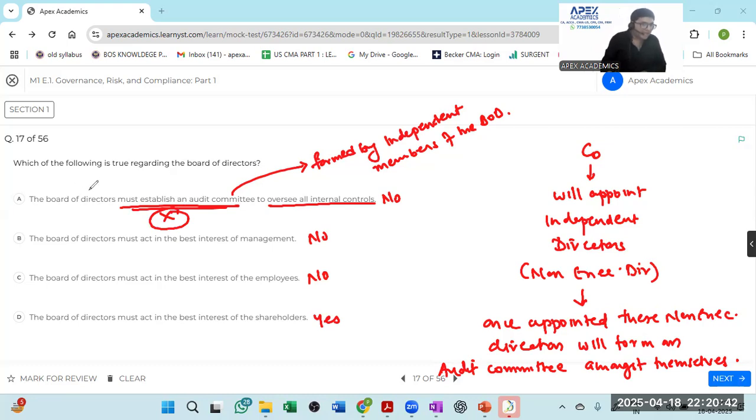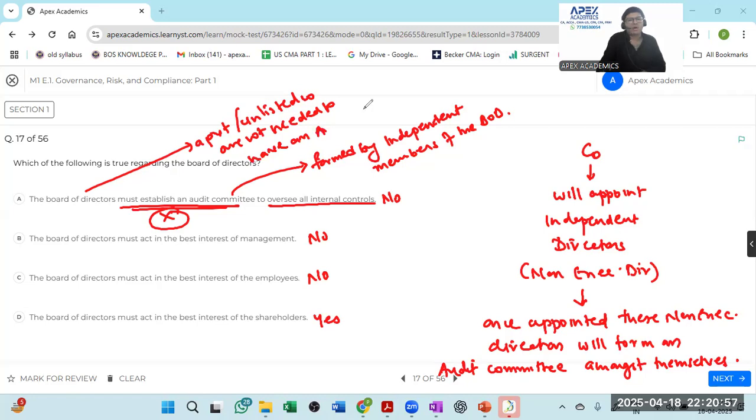Now, the board of directors of a private or an unlisted company are not needed to have an audit committee. Please take that much into consideration. Agreed or disagreed? Please tell me that. They are not required to have that. They are not needed to do the same. I hope you are all with me on this. Agreed or disagreed? Yes or no?